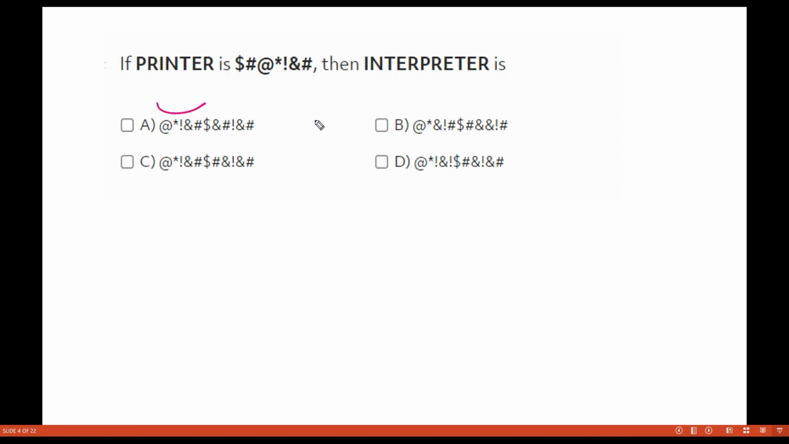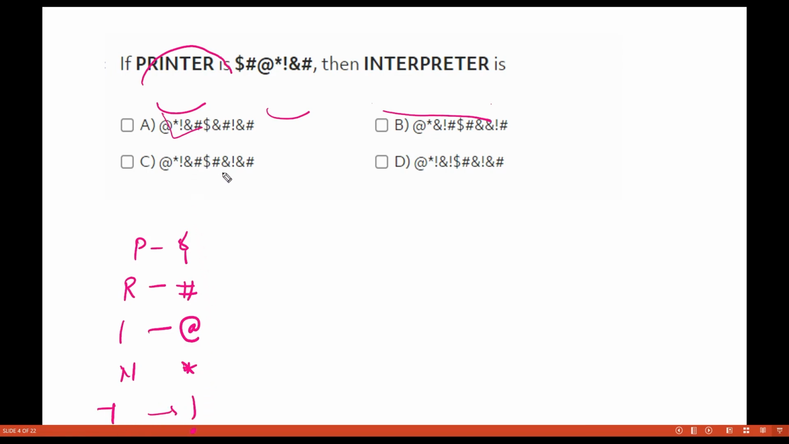Look at this printer, it is given and then it is asking about interpreter. Interpreter contains all those alphabets which are there in the printer. We just have to decode which one is which one. So P is dollar. Write very clearly. P is dollar, R is hash, I is at the rate, N is obviously asterisk, T is obviously exclamation mark, E is obviously the ampersand symbol, and R is obviously hash. Sorry, not hashtag, using too much social media. Then I is at, so all the four contain at.